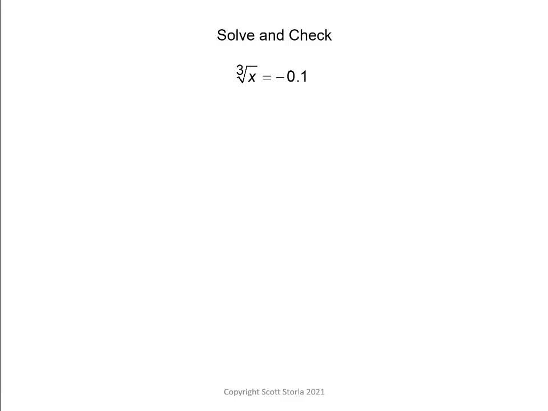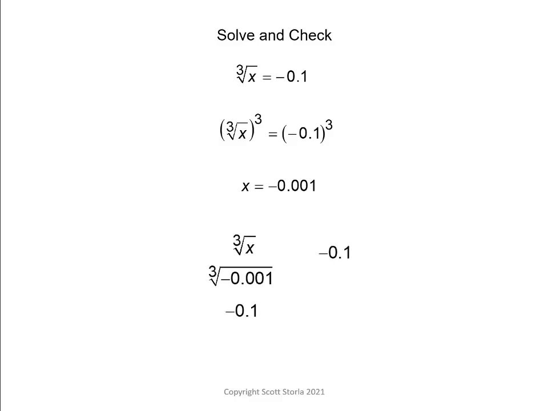How about here? Since the index is a 3, I want the exponent to be a 3. On the left, it'll simplify to x. On the right, I'll get the value -1/1000. And as always, please check your work.